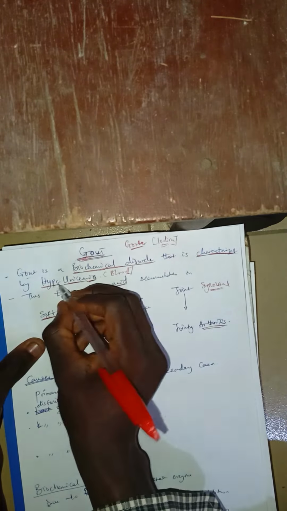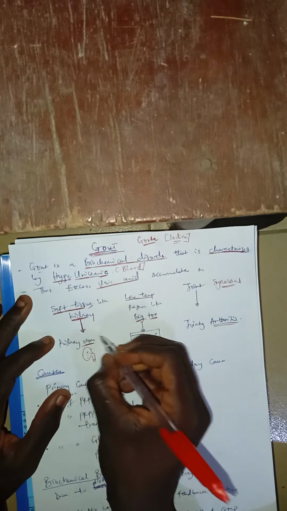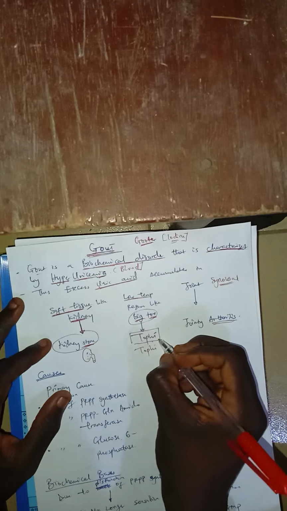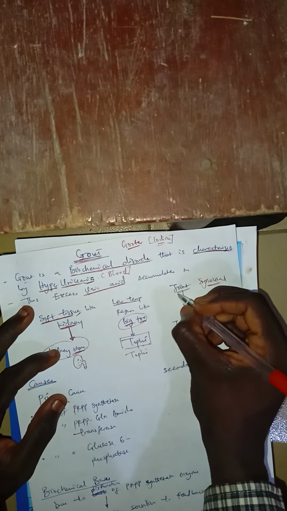So what is gout? Gout is a biochemical disorder characterized by hyperuricemia, excess uric acid in the blood. When this uric acid accumulates, it can precipitate in three places. Soft tissues like your kidney, leading to kidney stone. Low temperature regions like your big toe, leading to tophi. Then in your joint, leading to arthritis.